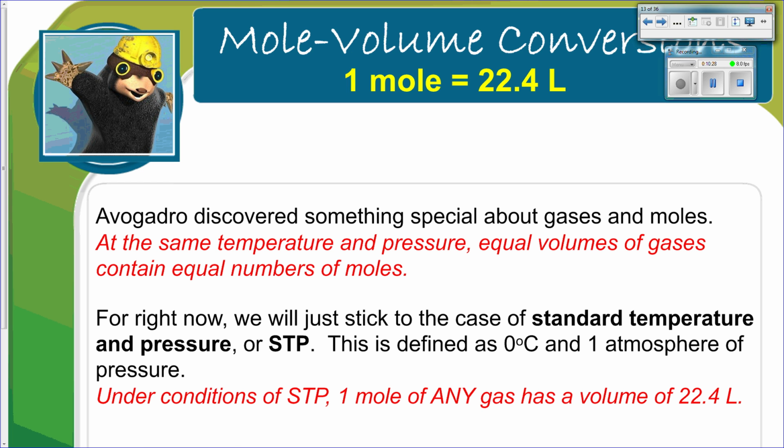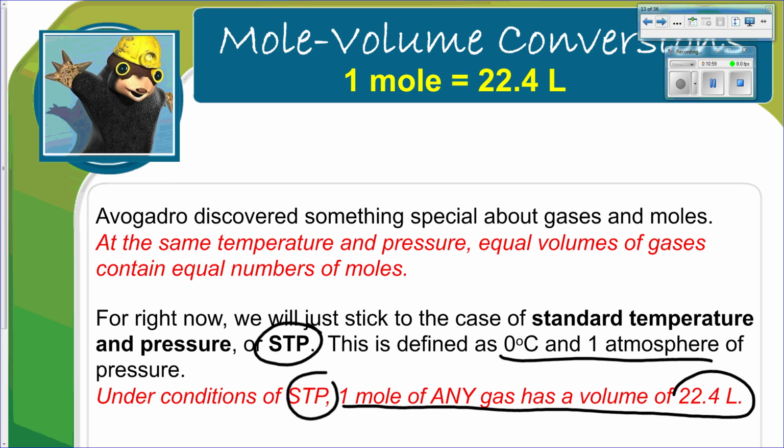Okay, so the last conversion factor that we're going to learn is probably the simplest and the most straightforward. Avogadro discovered something very special about gases and moles. He said, if you're at the same temperature and pressure, equal volumes of gases are going to contain equal number of moles. So we just stick to the case of standard temperature and pressure. We call this STP. It's defined as 0 Celsius and 1 atmosphere of pressure, which we'll get into more in gas laws. But the law here and the rule is that if you have STP, 1 mole of any gas will always have a volume of 22.4 liters.